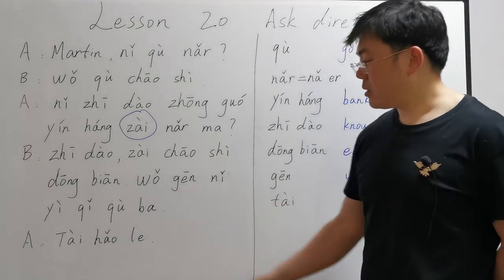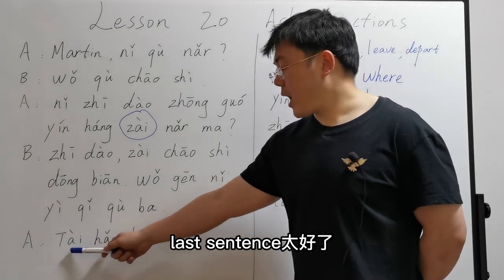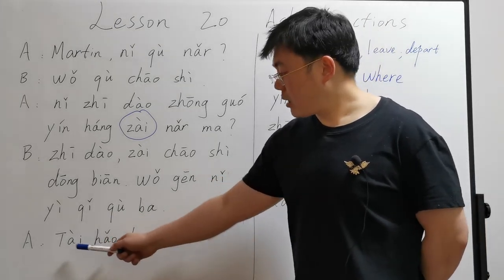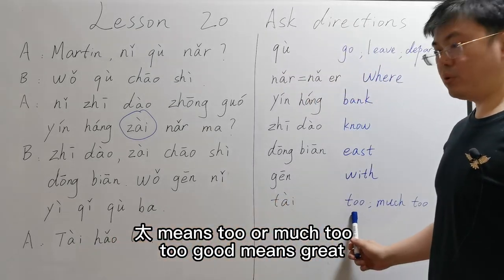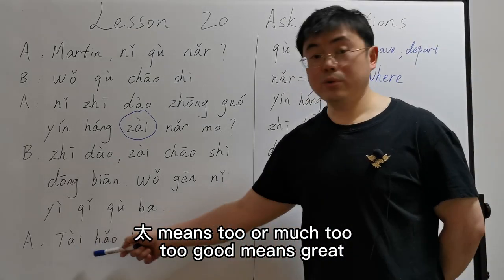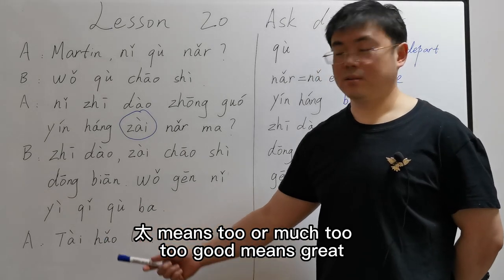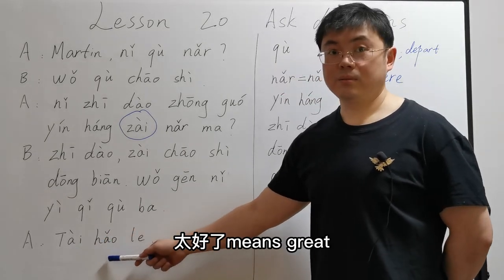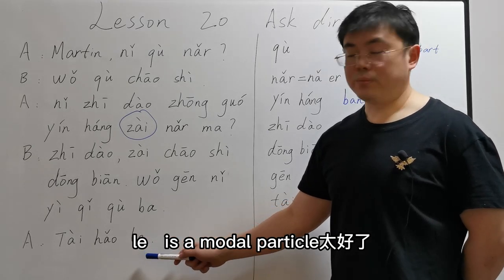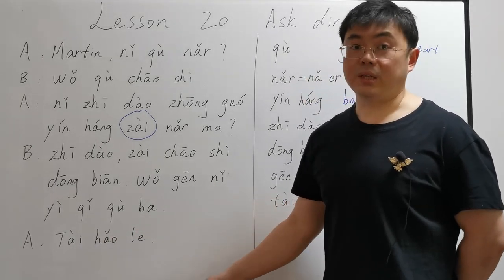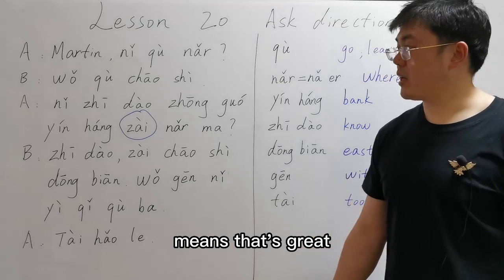Last sentence. 太好了。好 means good. 太 means too or much too. Too good means great. 太好了 means great. 了 is a modal particle. 太好了 means that's great. Okay?